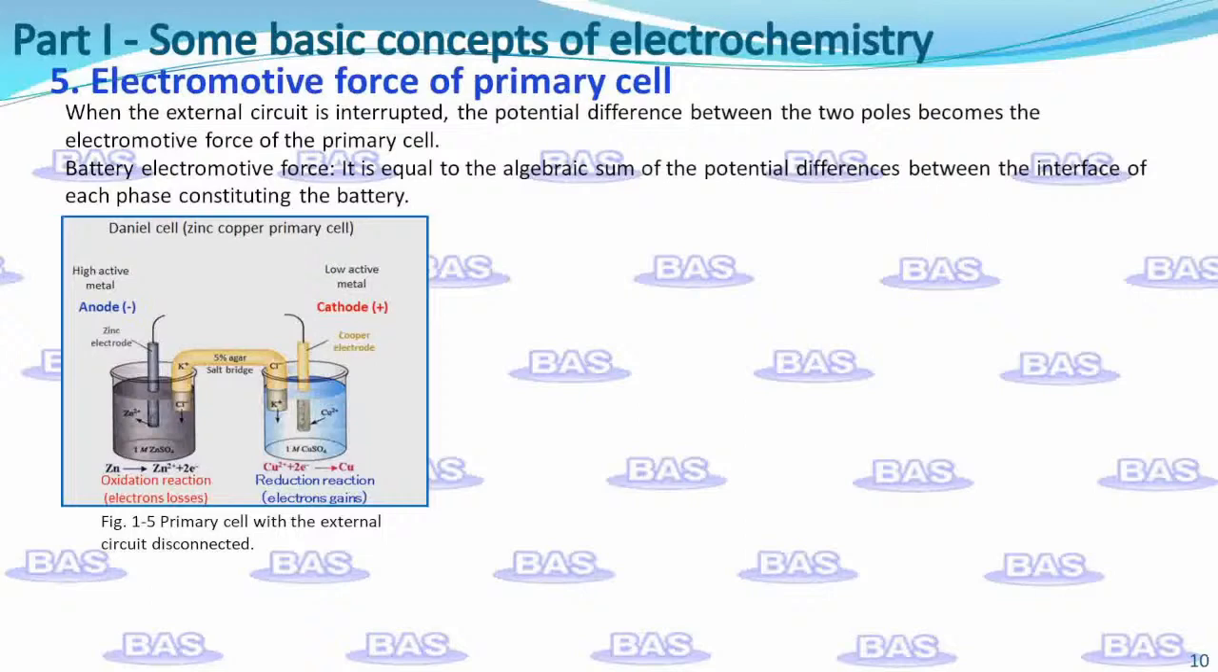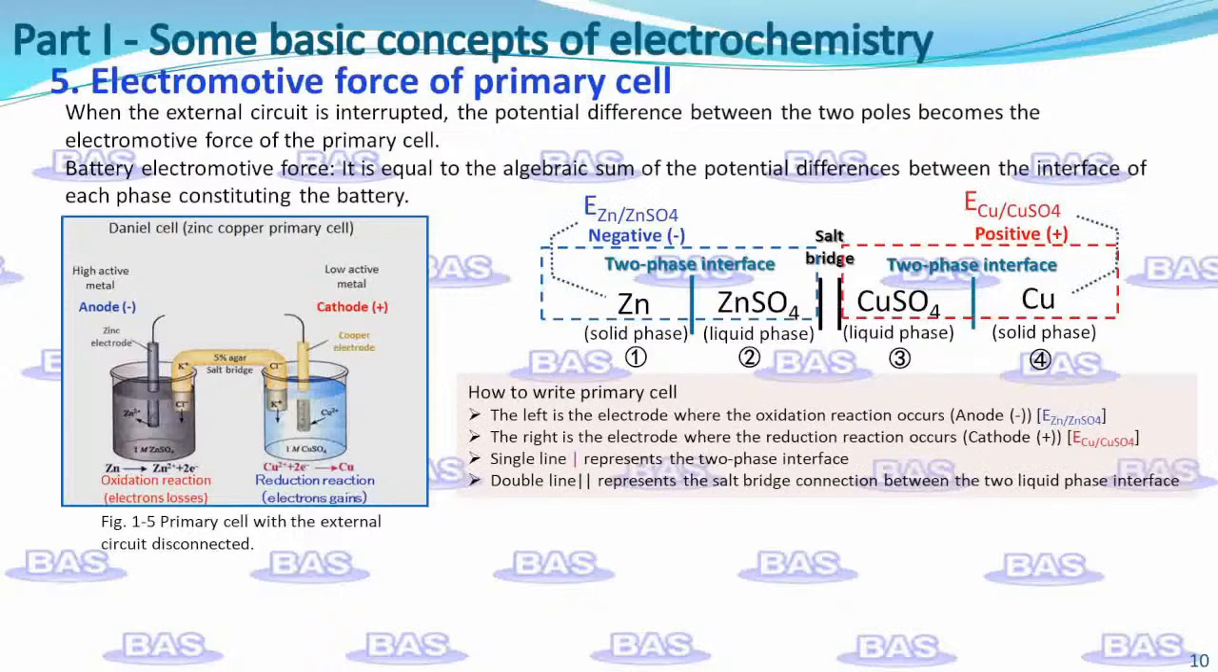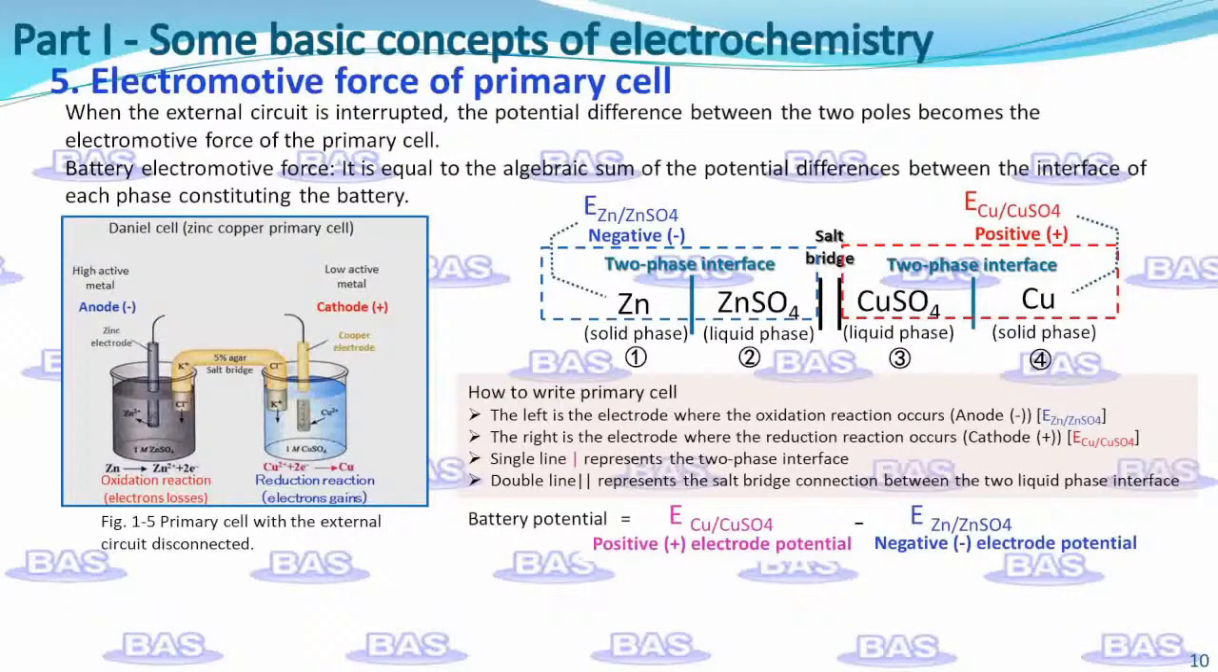How to write a primary cell? The left is the electrode where the oxidation reaction occurs. The right is the electrode where the reduction reaction occurs. A single line represents the two-phase interface. A double line represents the salt bridge connection between the two liquid phase interfaces. The electromotive force of the above-mentioned primary cell can be simplified and expressed as: battery electromotive force equals the electrode potential of the positive electrode minus the electrode potential of the negative electrode.